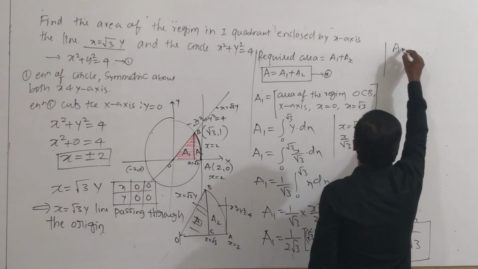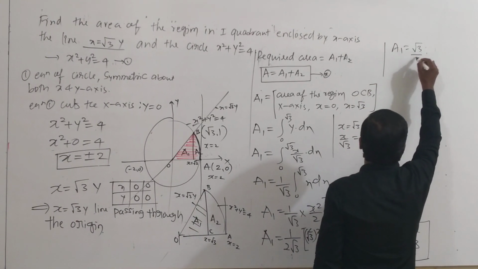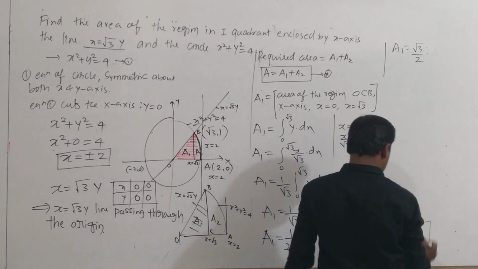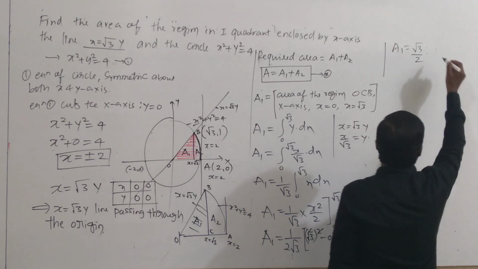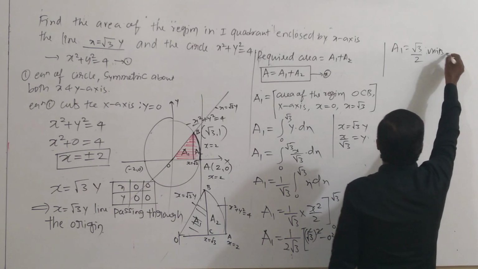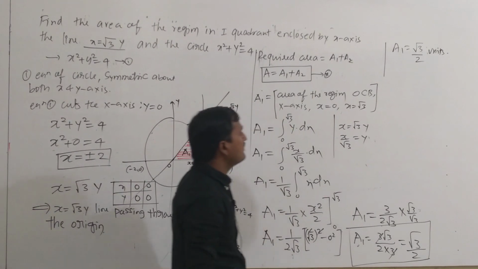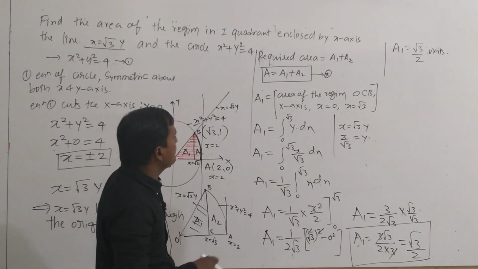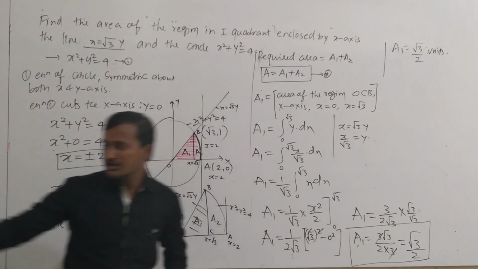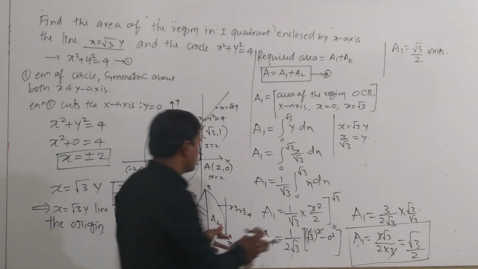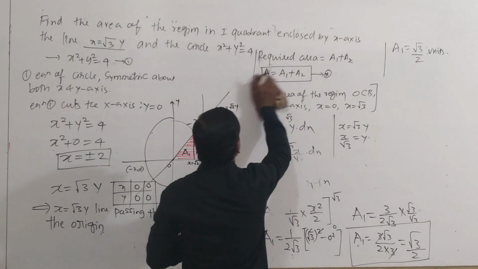So here I will write, what is the value of a1? Root 3 divided by 2 units. Now here I got the value of a1. Similarly I should find a2, right? So again here I will remove this one, right?